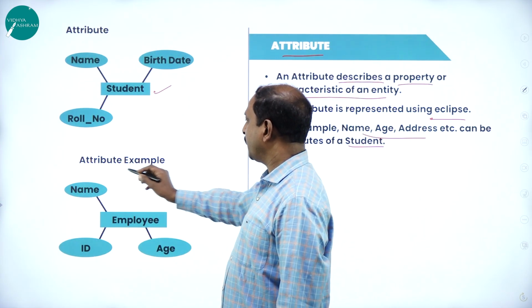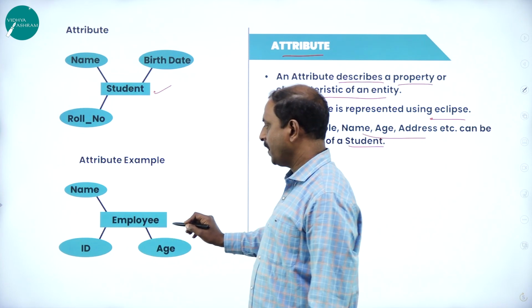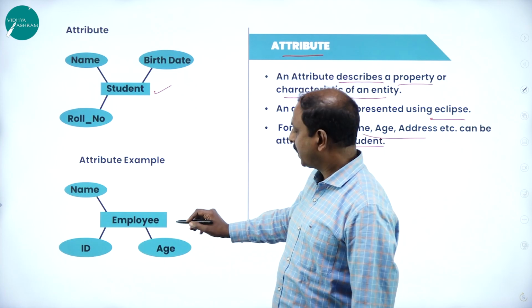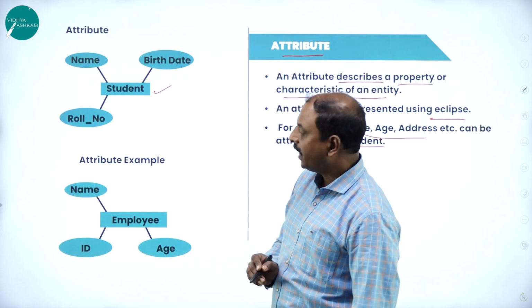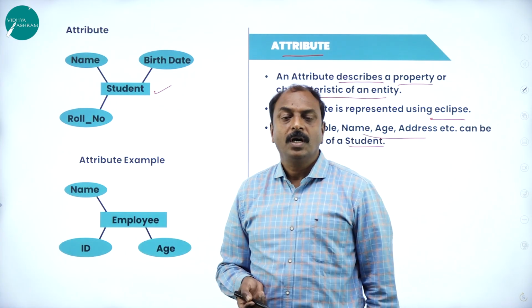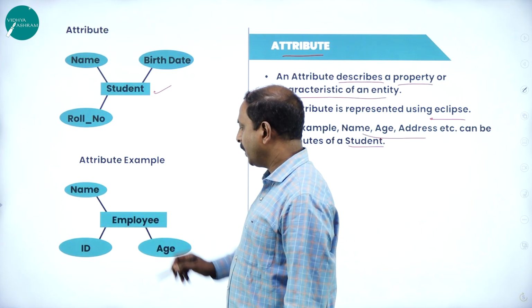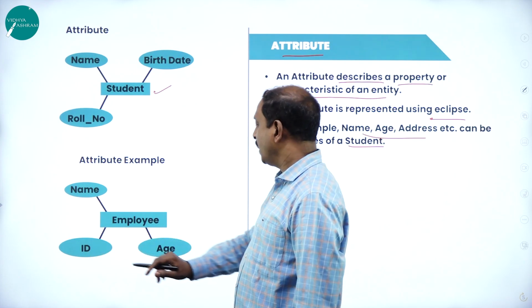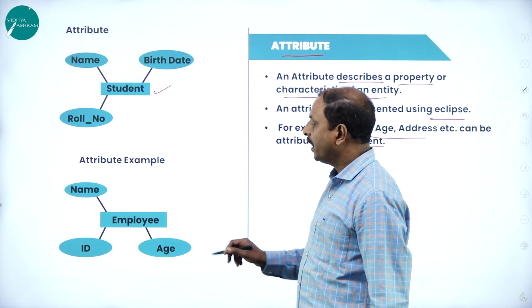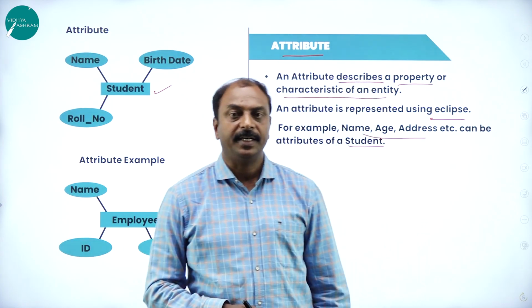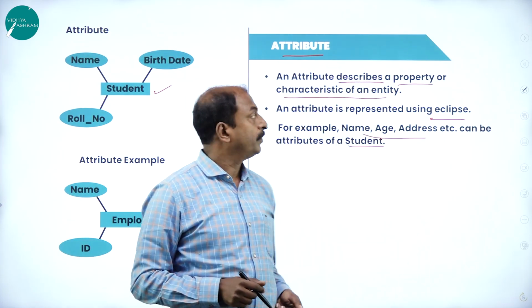And again, an attribute example for employee. If we talk about employee, it is represented using a rectangle. It is an entity. And what are the attributes or characteristics of an employee? Here, the name of an employee, employee ID, as well as age of an employee can be attributes of an employee entity. So it is an attribute.